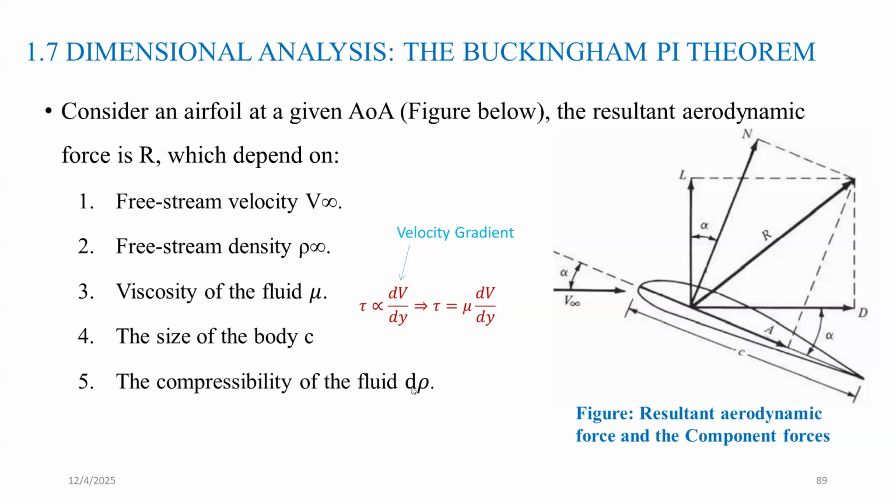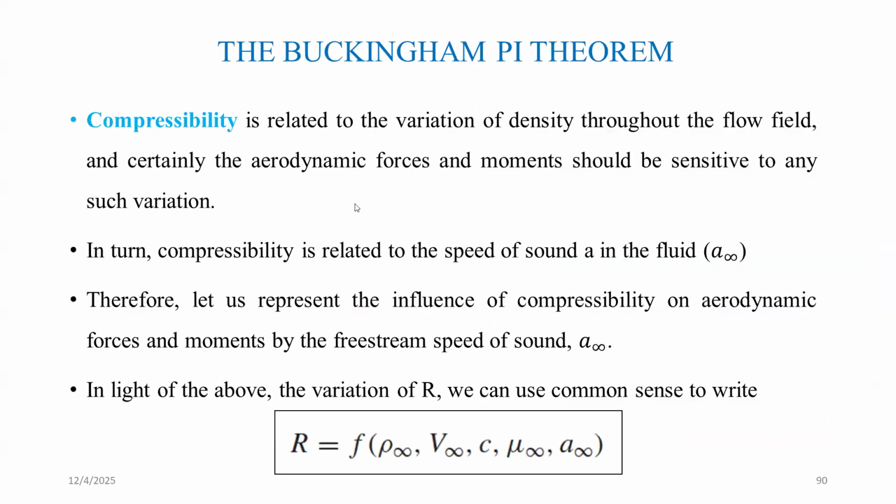However, we have to know the density of fluid is also in the case of compressibility. Compressibility is related to the variation of density throughout the flow field, and the aerodynamic forces and moments should be sensitive to any such variation. In turn, compressibility is related to the speed of sound also, because the speed of sound is equal to radical of gamma RT, and it is related with compressibility.